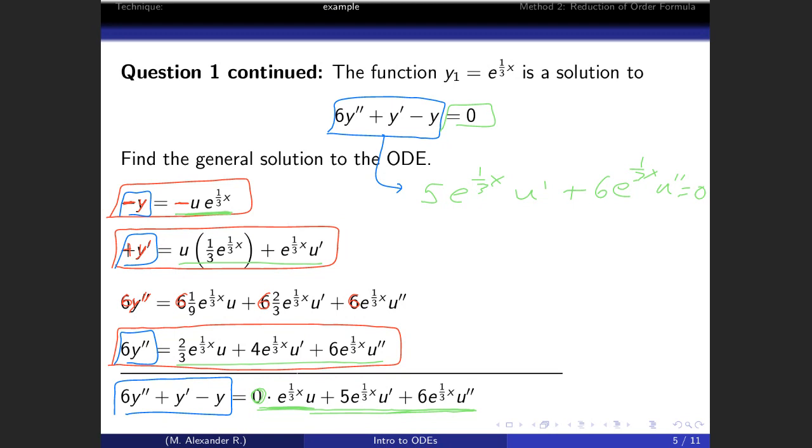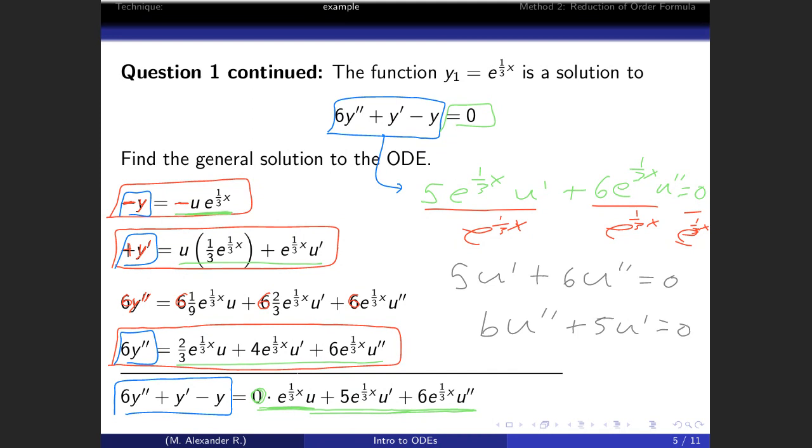All right, so we have this differential equation, and it seems like we haven't done much at all. So we're going to rewrite this a little bit. Let me write down the double prime first. Actually, let me do one step ahead of the game. Divide everywhere by e to the 1/3 x. You can do this because this is the exponential function, and so you are allowed to divide by it. When you do that, you end up with 5u prime plus 6u double prime is equal to 0. And we usually write down the double prime first.